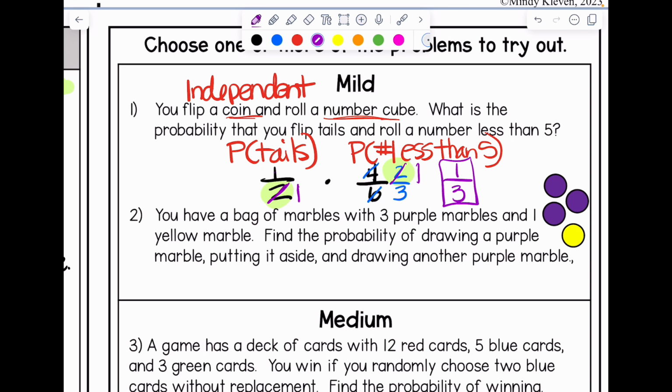If the simplifying within the problems didn't make sense, you should still be able to get your fraction simplified to 1/3. Number 2, you have a bag of marbles with 3 purple marbles and 1 yellow marble. Find the probability of drawing a purple marble, putting it aside, and drawing another purple marble. So when I read this, I want to first decide, is this independent or dependent? And so when I see the words putting it aside, that's going to tell me that this is dependent.